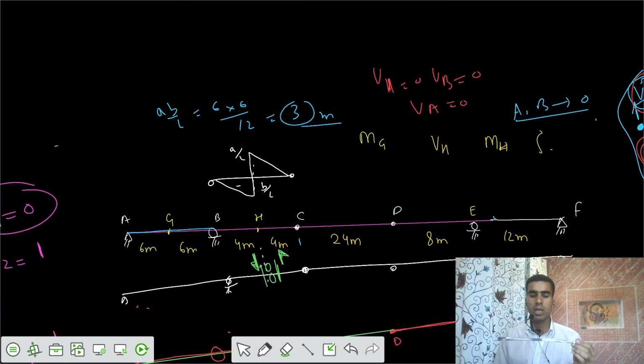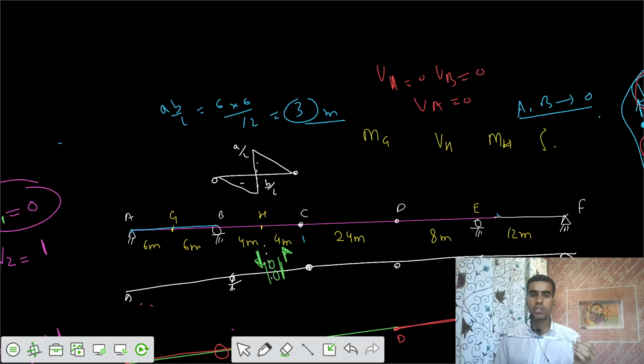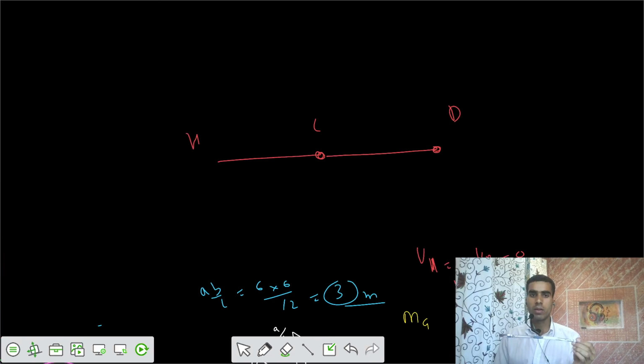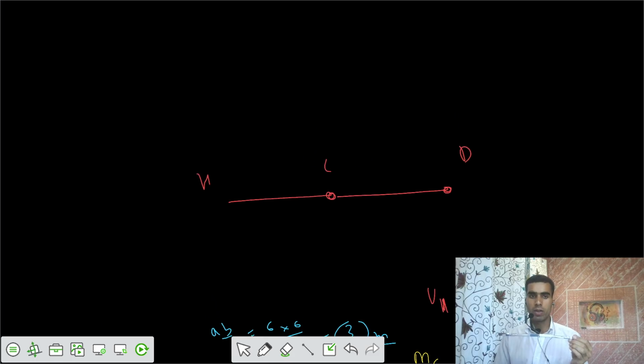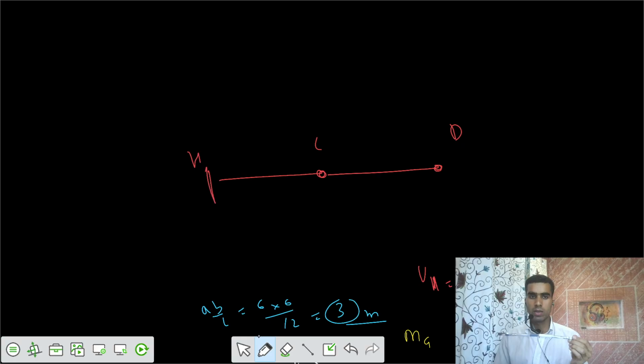Now you are applying a unit shear of 1 unit upwards. Let's say you are applying a unit shear of 1 upwards. So what's going to happen? What do you think? You're applying a unit shear of 1 upwards, and you have to ensure that point D does not go anywhere. What should be the profile?